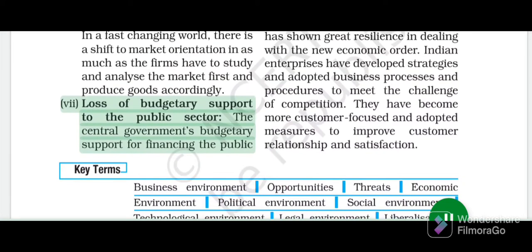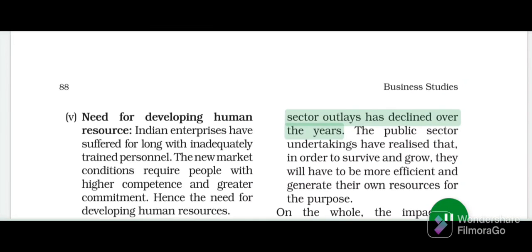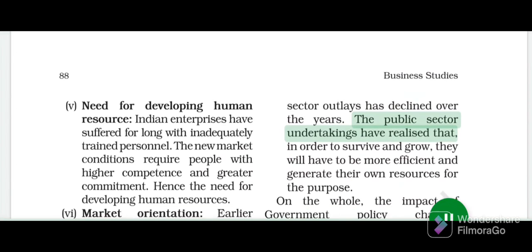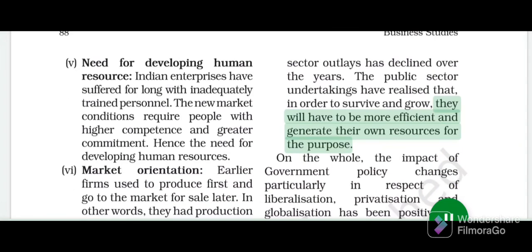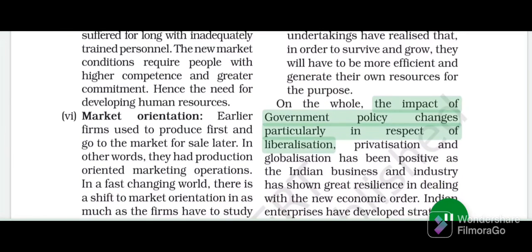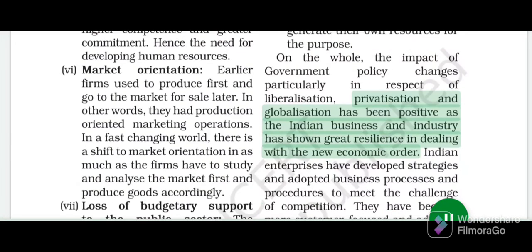Loss of budgetary support to the public sector. The central government's budgetary support for financing the public sector outlays has declined over the years. The public sector undertakings have realized that, in order to survive and grow, they will have to be more efficient and generate their own resources for the purpose. On the whole, the impact of government policy changes, particularly in respect of liberalization, privatization and globalization, has been positive as the Indian business and industry has shown great resilience in dealing with the new economic order.